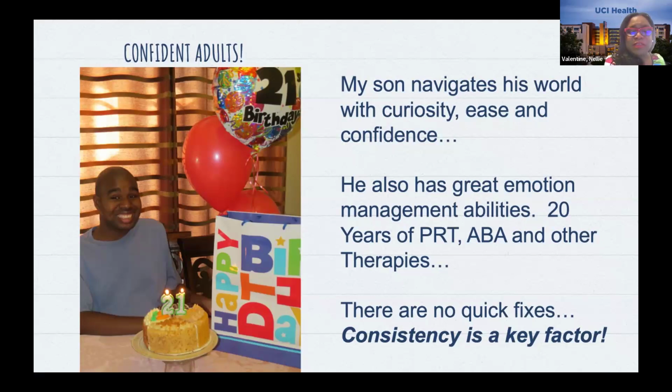There are no quick fixes to supporting your children on the spectrum. It's not going to disappear because they get older or because they're a boy and boys do this slower. It's going to disappear when they have continued interventions for the rest of their lives. Next slide, please.